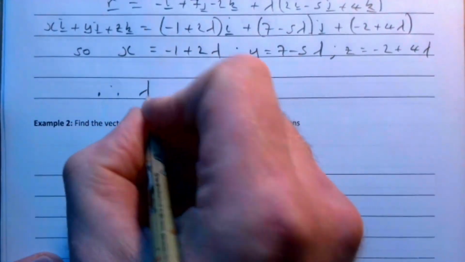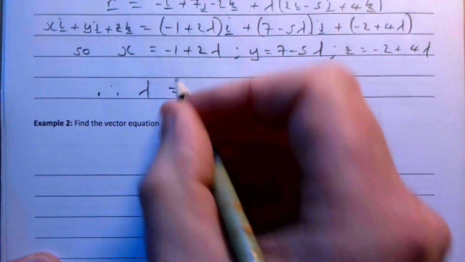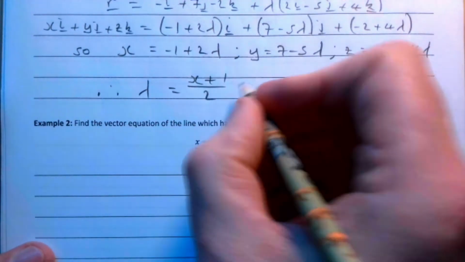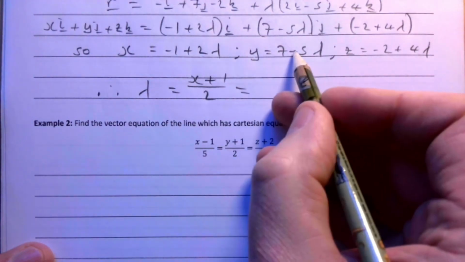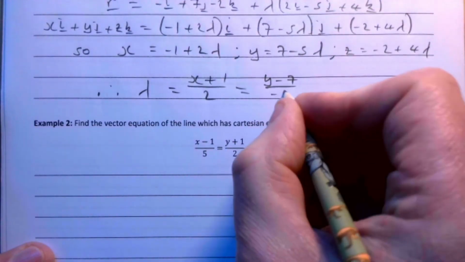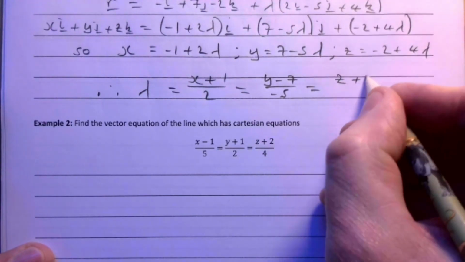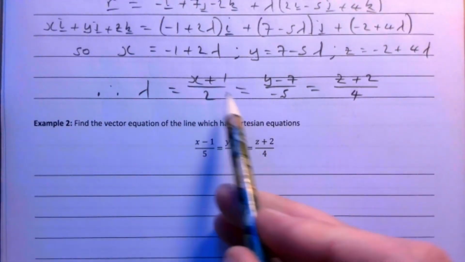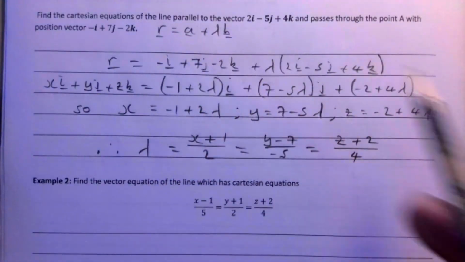Therefore, lambda is equal to, so what are we going to do in each of these? I'm going to add 1 to both sides and divide by 2, so it's going to be x plus 1 over 2, which equals y minus 7 over minus 5, and then z plus 2 over 4. And that is the Cartesian equations of the straight line taken from this one here.